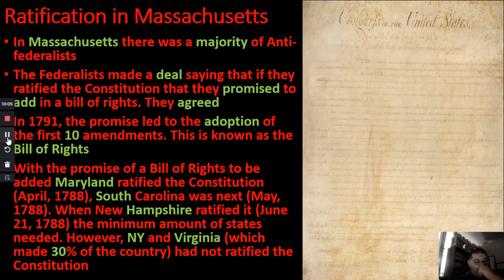Now, in Massachusetts, there was a bunch of anti-federalists, okay? And the Federalists made a deal with them, saying that if they ratified the Constitution, they promised to add the Bill of Rights, okay? And they agreed.